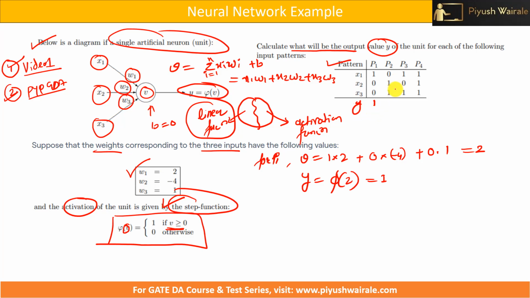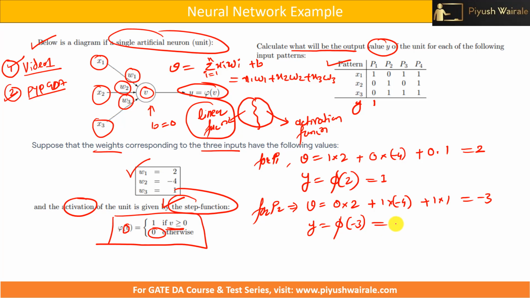The same thing we have to do for P2, P3, P4. For P2, we get 0 into w1 plus 1 into minus 4 plus 1 into 1. So 0 plus minus 4 plus 1 is minus 3. What will be the value of y for minus 3? It is less than 0, so the value of the step function is 0. So the answer will be 0.